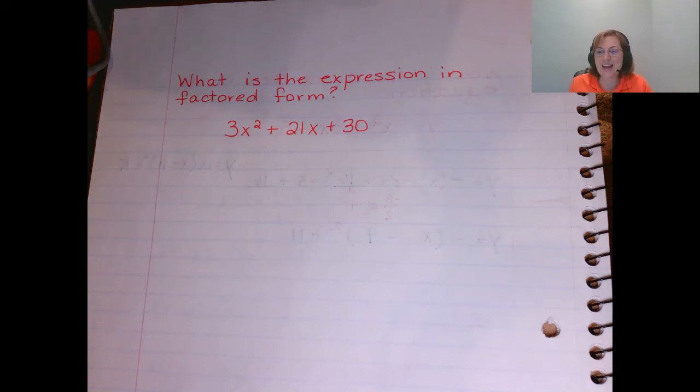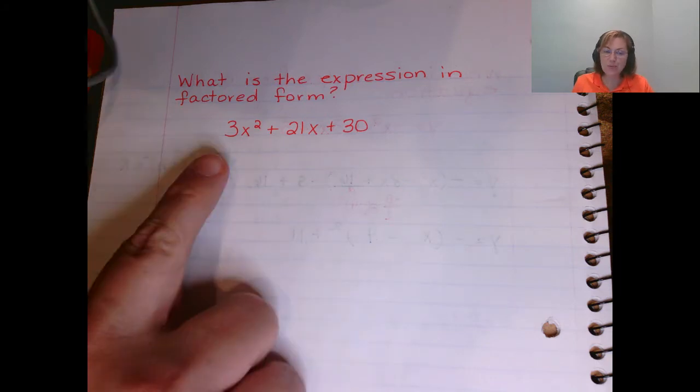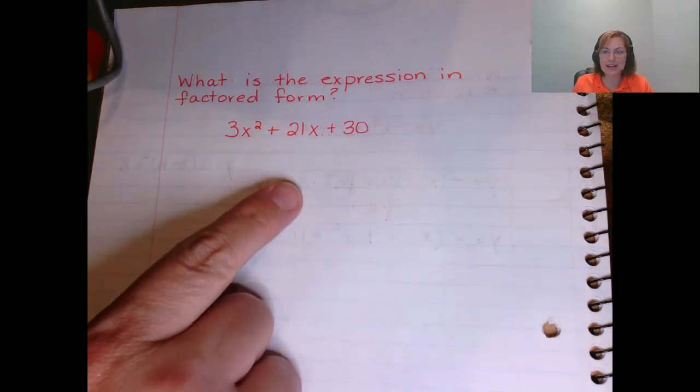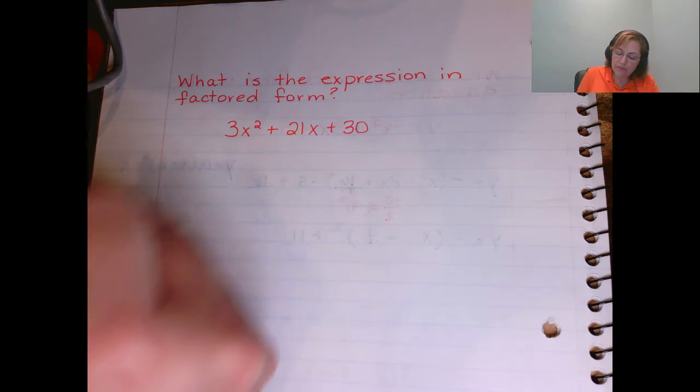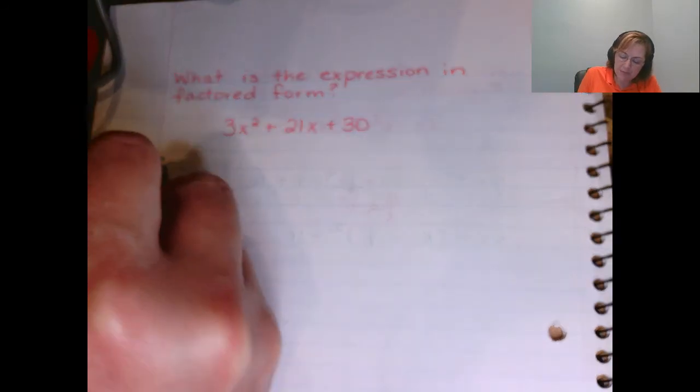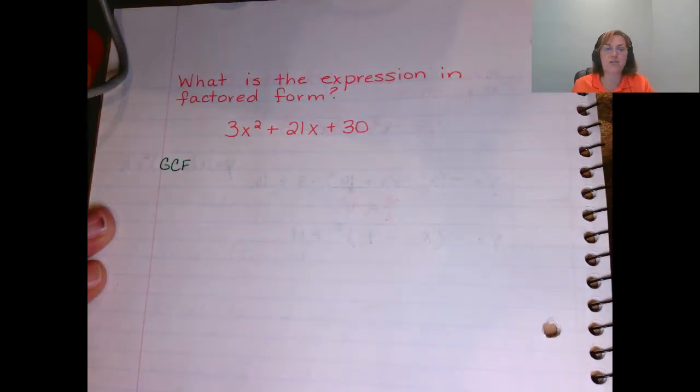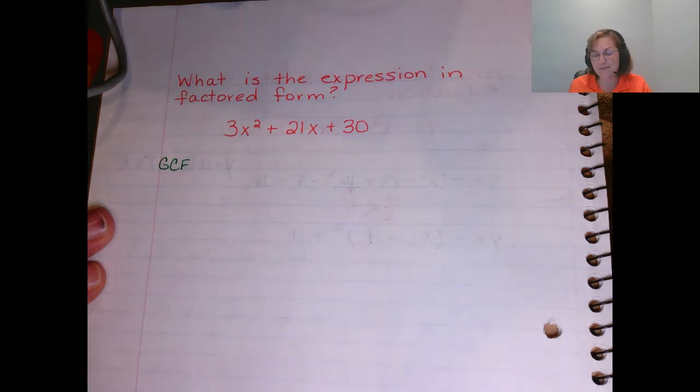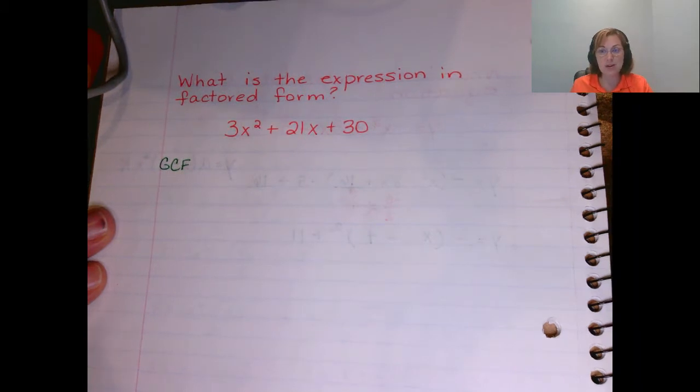Let's look at finding the factored form of this expression. We have 3x squared plus 21x plus 30. So the first thing I'm going to look to factor by is the greatest common factor, or we call it the GCF. So I want to think of the biggest number that's going to divide into 3x squared, 21x, and 30. I want to know the biggest number, and I think that's 3.